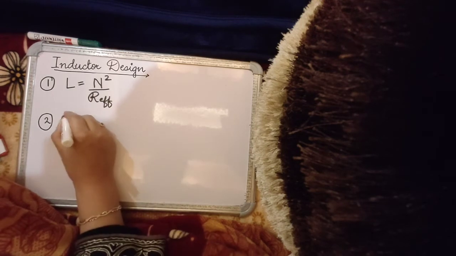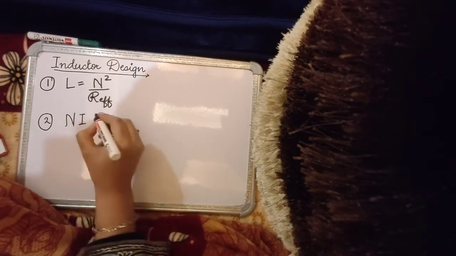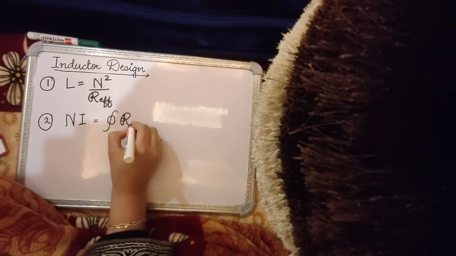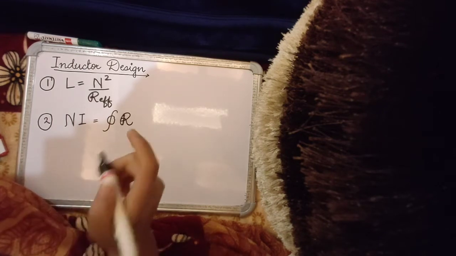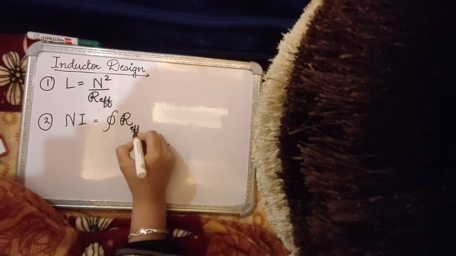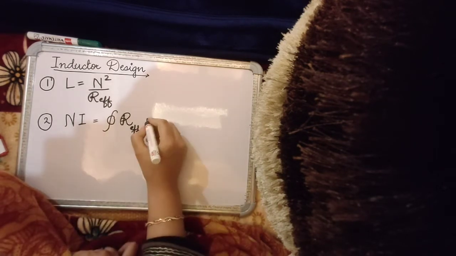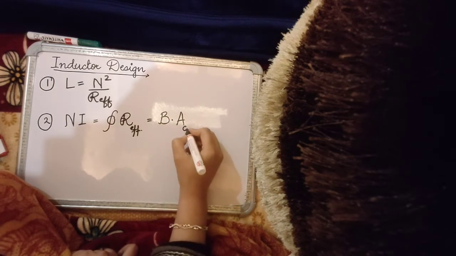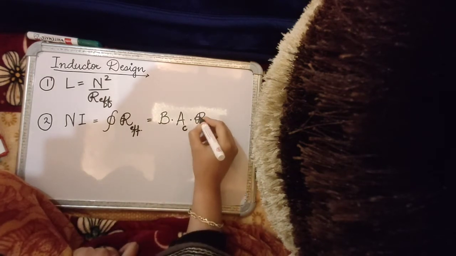Now I know that for an inductor the basic equation is Ni is equal to phi into effective reluctance. The cursive R here represents the reluctance. Now of course the effective reluctance, especially if you have multiple limbs or air gaps within them, then you will definitely need the effective reluctance. I can also call this as B into area of cross section of the core, AC represents the core cross section area, into effective reluctance.